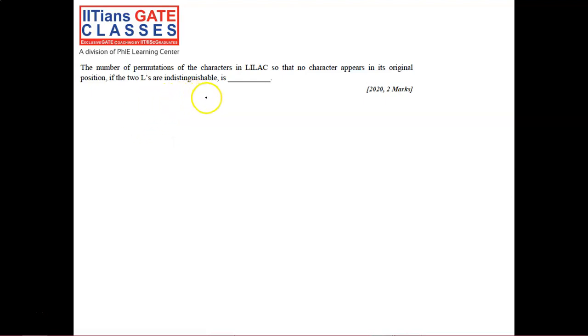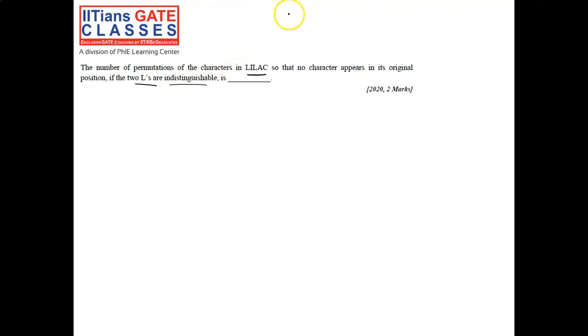Okay, let's see this question. The number of permutations of characters LILAC so that no character appears in its original position, if the two L are indistinguishable, means both L are identical. Indistinguishable means identical. So he is basically asking about derangement. Derangement means no character is in its original position.